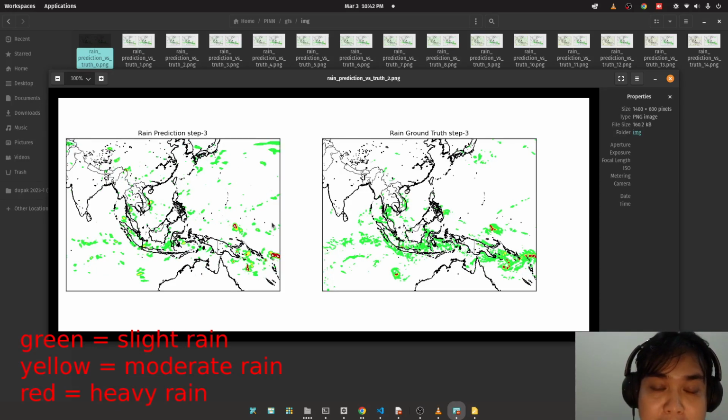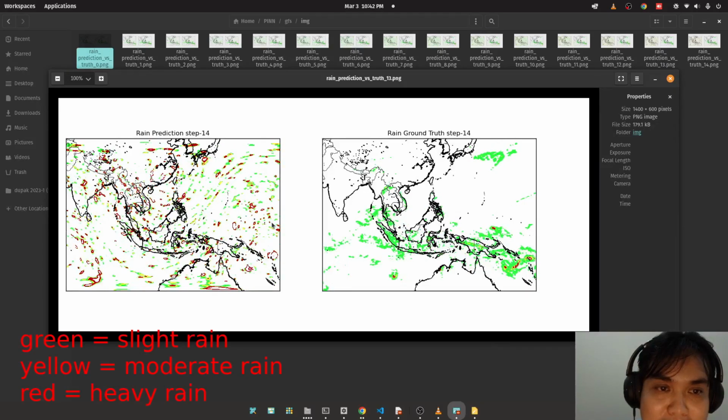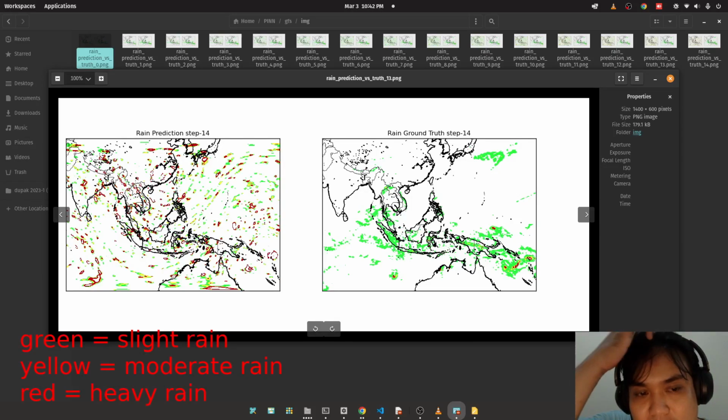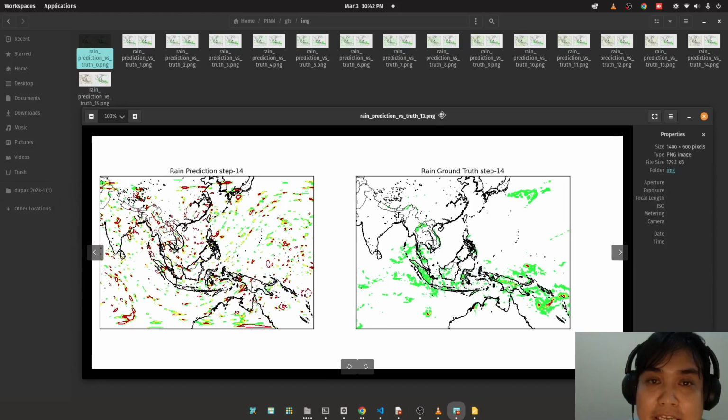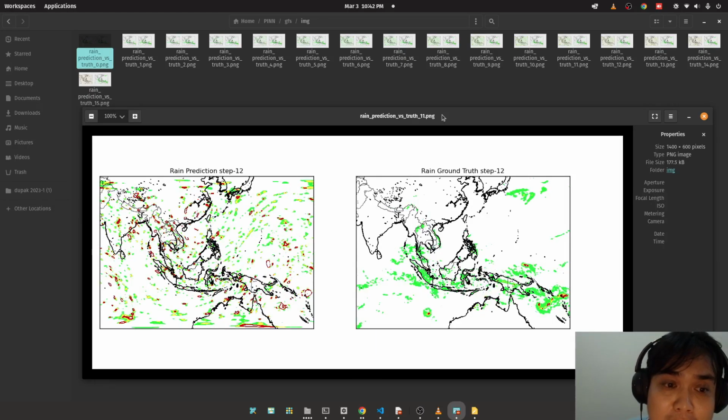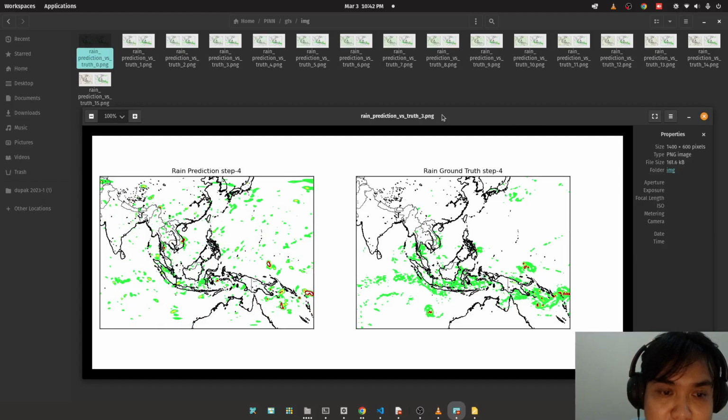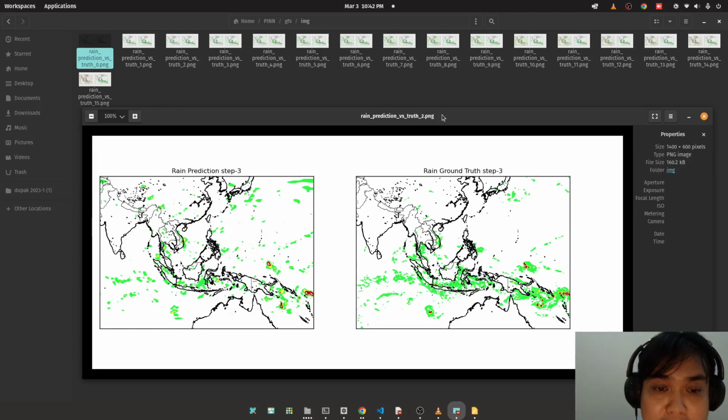the quality keeps decreasing until you find at the 14th time step, I don't know why, but there's a lot of heavy rainfall predicted in here, and I also don't know why there's some empty space in the rainfall pattern in the prediction. That's why I said that the result is not quite good, but in the earlier time steps, the prediction is reasonable, I think.